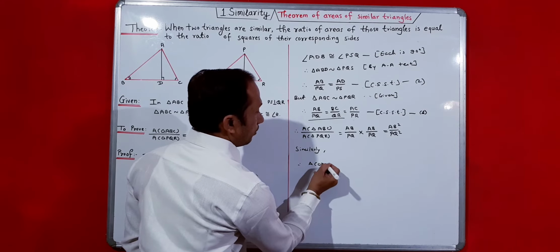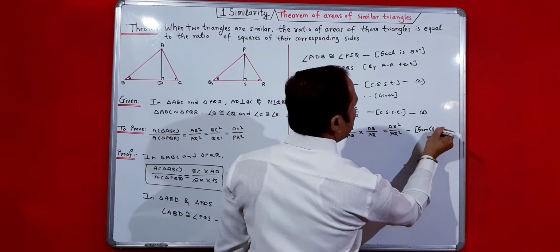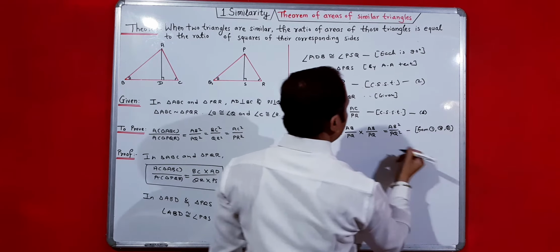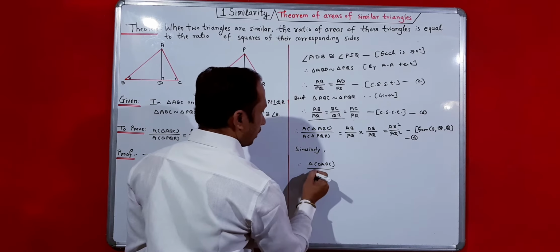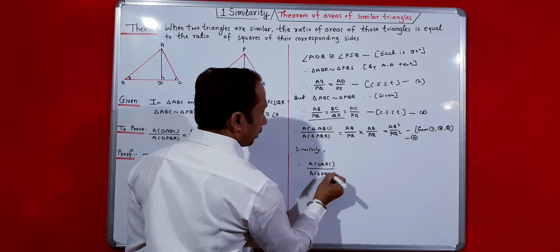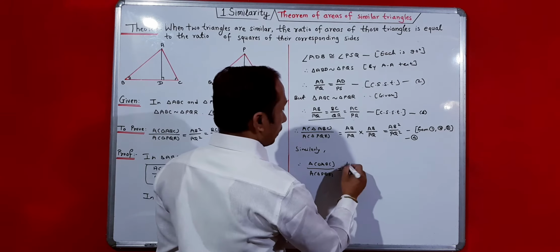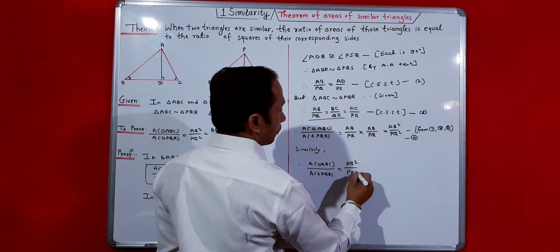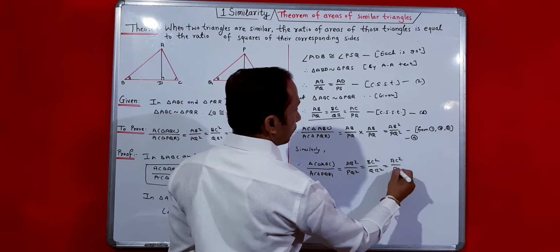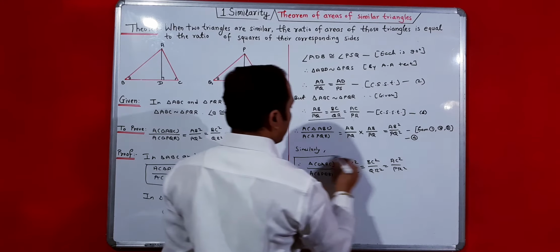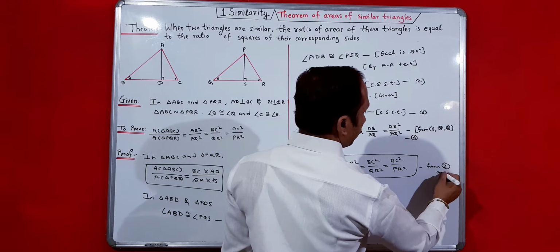Area of triangle ABC, this is from 1, 2 and 3. Suppose this is fourth. Therefore area of triangle ABC upon area of triangle PQR is equal to, using third and fourth, AB square upon PQ square, BC square upon QR square, AC square upon PR square. So this is hence proved. And this is from third and fourth, from 3 and 4.